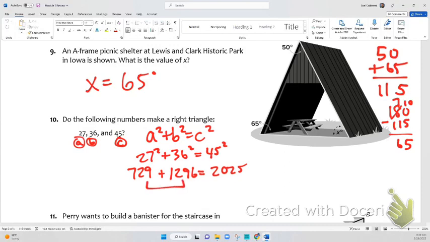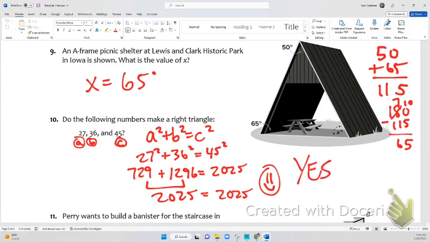Now when I add these two numbers together, this gives me 2,025. This side we said was already 2,025. So as long as both sides equal each other, that gives me a big happy face. And that tells me that it does make a right triangle. So put a yes. The yes is your final answer. Please make sure that you show work as I did.